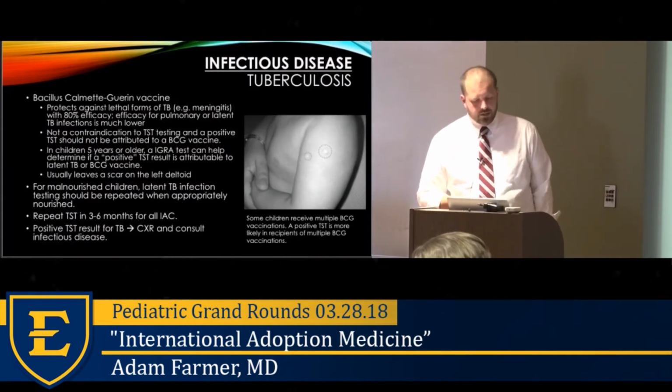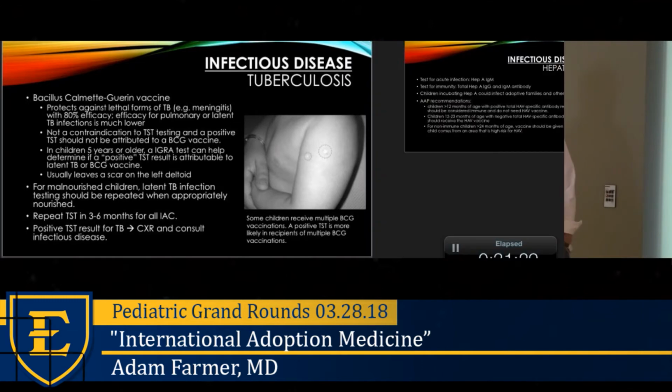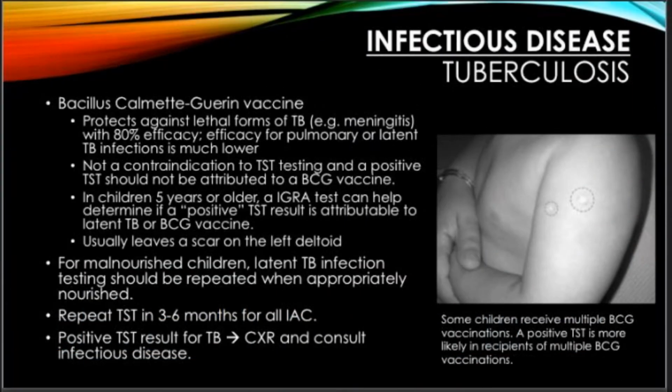A little bit about the Bacillus Calmette-Guerin vaccine. I practiced saying that multiple times. The BCG is protecting against the lethal forms of TB. It's very common in different countries. It's protecting against things like meningitis with about 80% efficacy. It's lower for pulmonary disease.